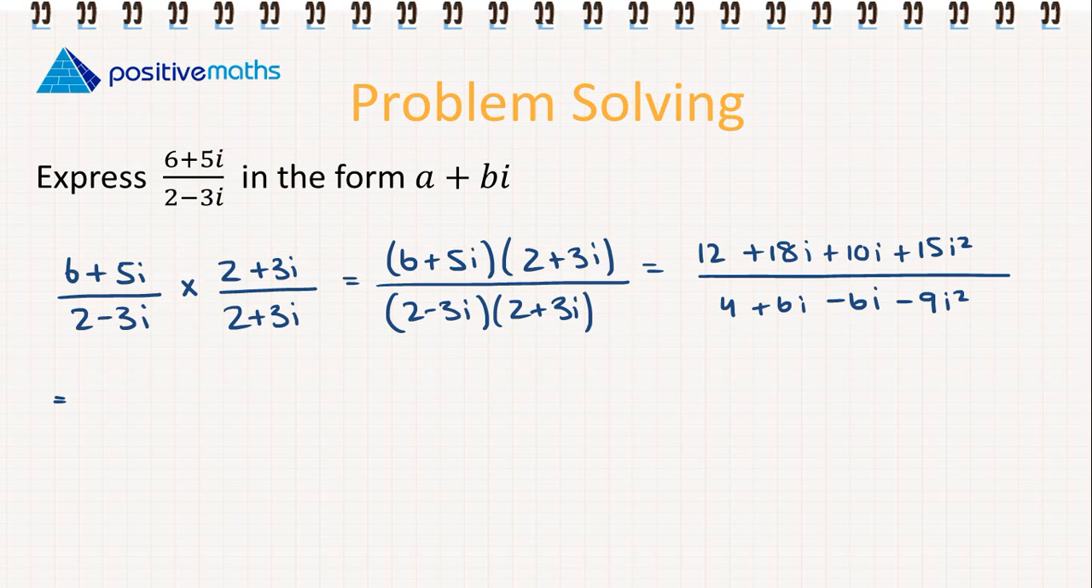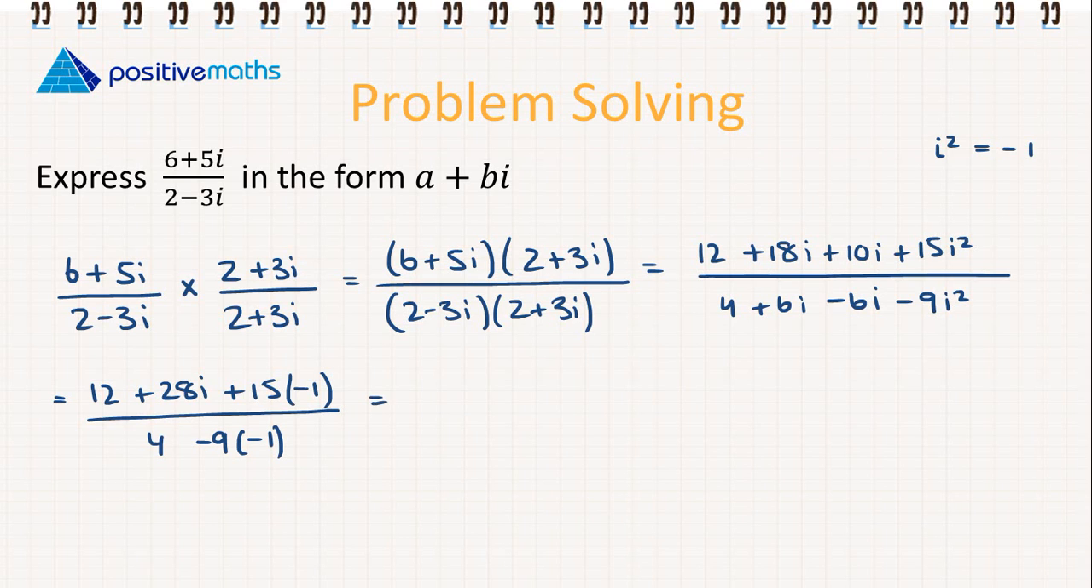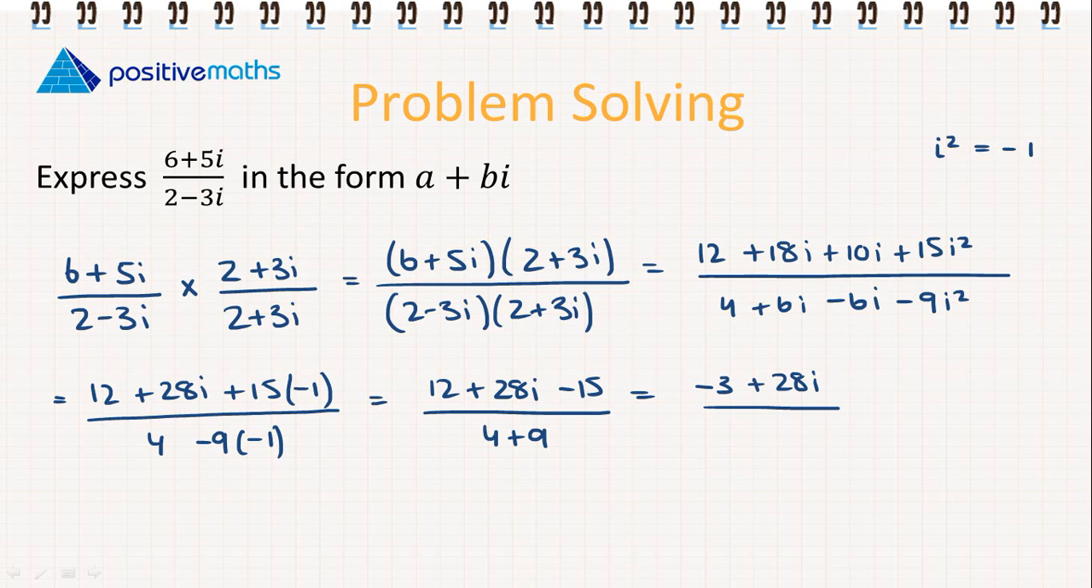The next thing that we're going to do is simplify and change everywhere we have i squared to minus 1. So we have 12 plus 28i plus 15 multiplied by minus 1 on the top. And we have 4 plus 6i minus 6i, which is going to give us 0, so we have minus 9 multiplied by minus 1 on the bottom. So we get 12 plus 28i minus 15, and we have 4 plus 9. So 12 minus 15 is going to give us minus 3 plus 28i. And 4 plus 9 is going to give us 13.